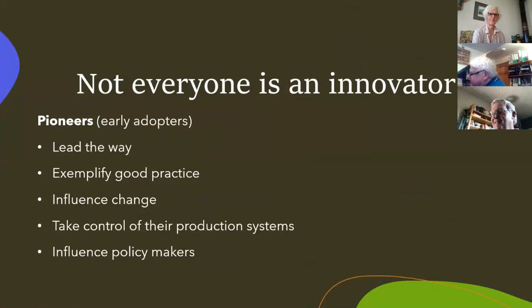Just to point out that we're not all innovators. So one of the things that we're looking for in this process that we're suggesting is people who lead the way. Somebody said to me recently, all farmers have got binoculars because they're looking at what their neighbors are doing. So what we need is for the leaders in being early adopters to show that there is a better way of doing things and to be open about what they're doing, to influence others to change and to influence the policymakers so that how farmers are rewarded reflects the outcomes that we're talking about here, like great soil.